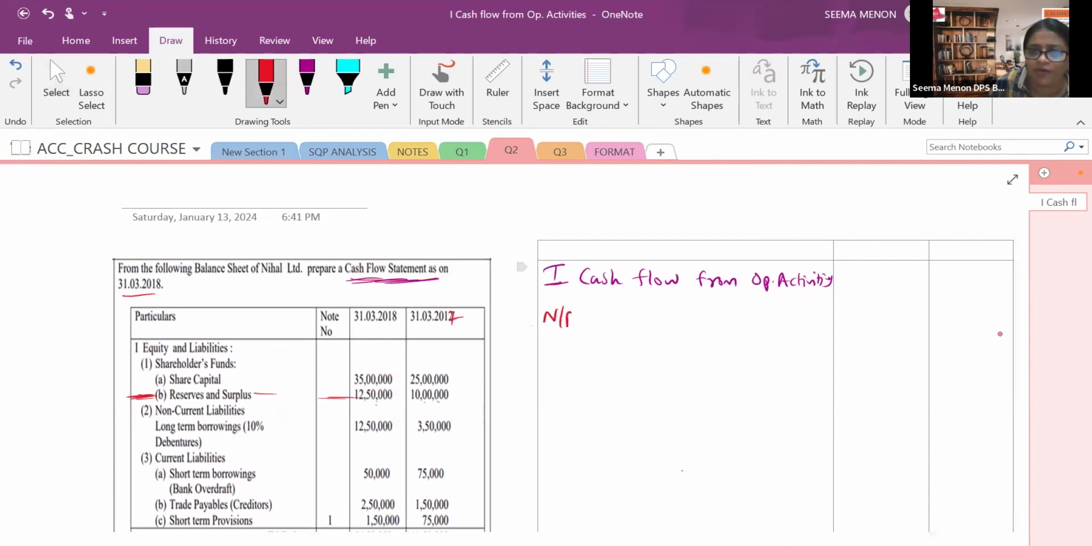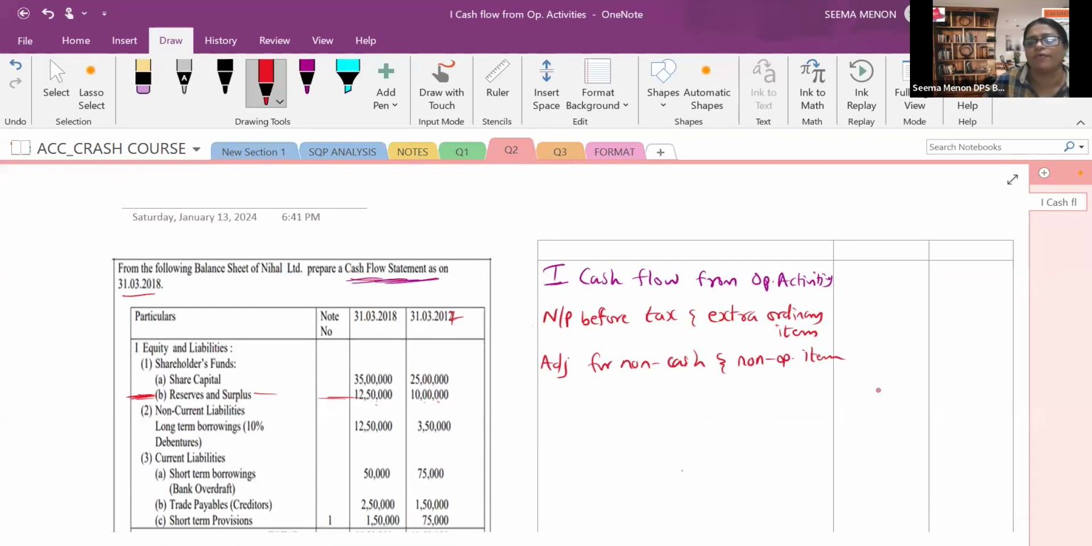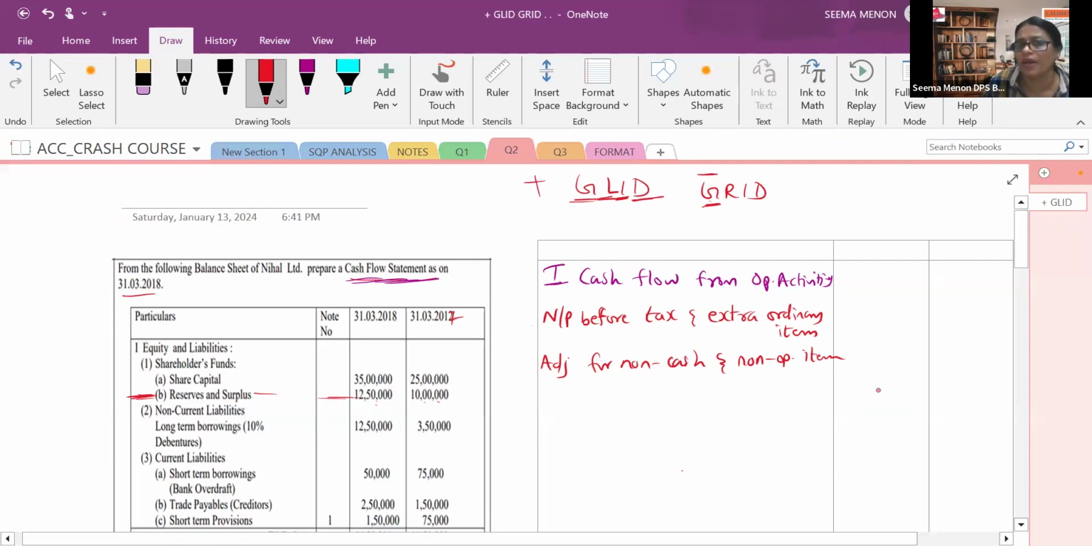First, you will write net profit before tax and extraordinary item. You write the heading that we will find out now. We did not complete our working note. After that, you will write a small heading, adjustment for non-cash and non-operating item. In that, yesterday I taught you that you will be adding 4 items and subtracting 4 items. GLID and GRID. Here, GLID means goodwill written off, loss on sale of fixed asset, I for interest paid, and D for depreciation. These will be added and GRID will be subtracted. What is GRID? Gain on sale of fixed asset, rent received, I for interest received, D for dividend received.